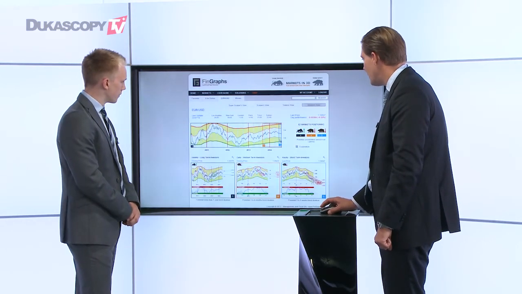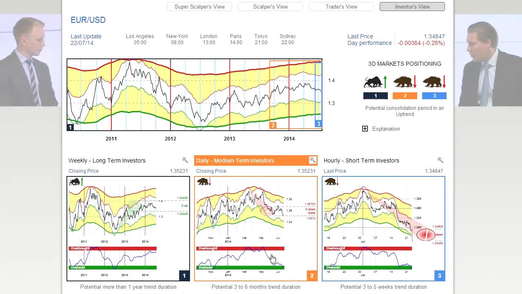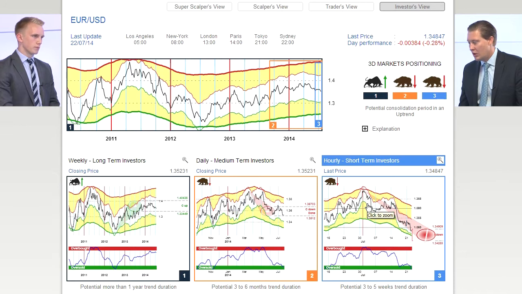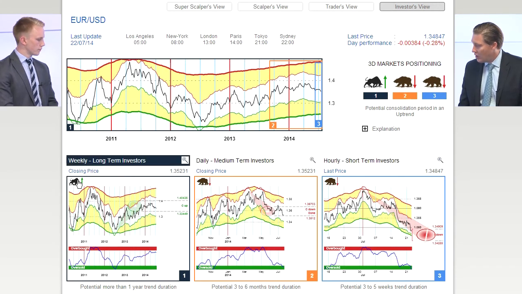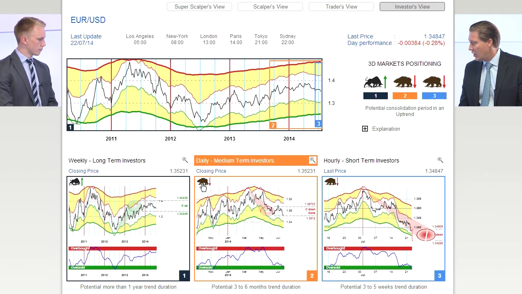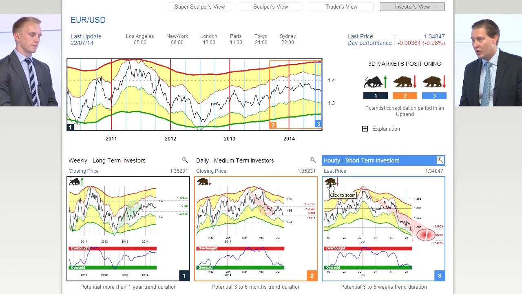And this is an investor's view. An investor's view is a combination of a weekly chart, a daily chart, and an hourly chart. And we call it markets in 3D because in a matter of a few seconds you could get an initial opinion on how the trends interplay. So for example, here you have a bull trend on the weekly, a bad trend on the daily, and a bad trend on the hourly.